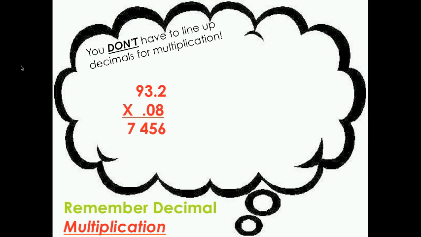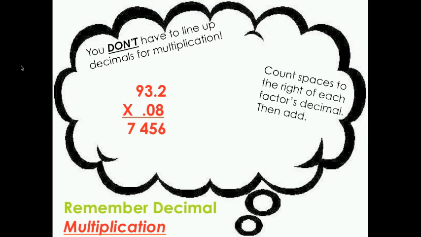Now you do your regular multiplication, first ignoring the decimals. Next, you're going to actually count those decimals, those spaces, to the right of each factor's decimal. Then you're going to add them up. So there's only one number to the right of the decimal on my top factor, so I'm going to take that as 1. There's 2 spaces to the right of the decimal on my second factor. So I have 1 plus 2, that's 3, which means that my decimal is going to be 3 spaces to the left on my product. So I'm going to assign my decimal to the product between the 7 and the 4.